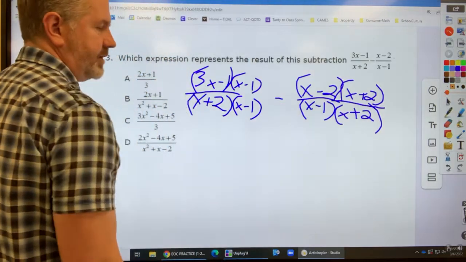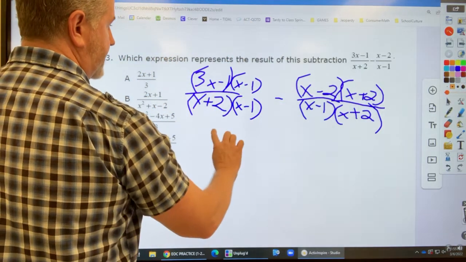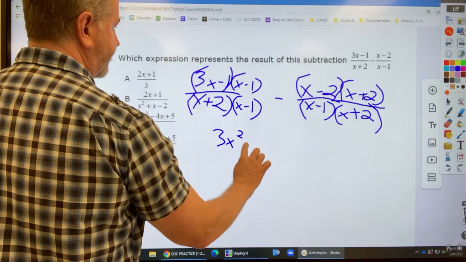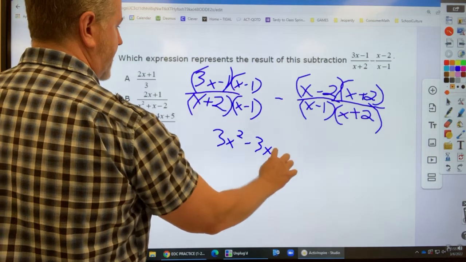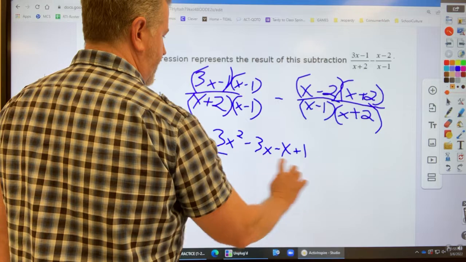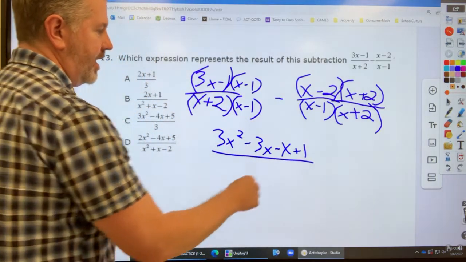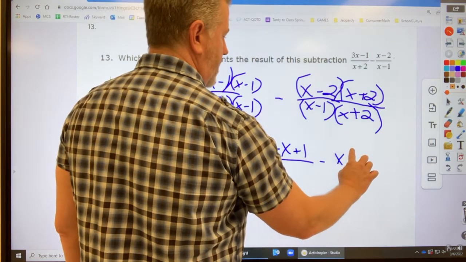Naturally, it's subtraction, so whatever I do, I've got to distribute, which is a bit of a pain. Now I've got to FOIL that top, 3x squared minus 3x minus x plus 1 is now on top of that one, and I'm not going to rewrite that bottom because it's going to be the same on both sides. Minus x squared.